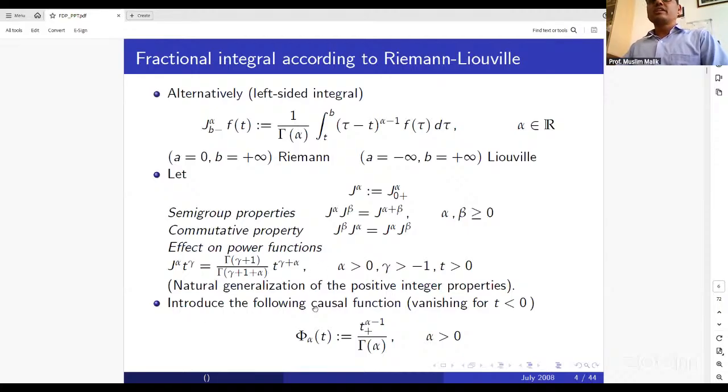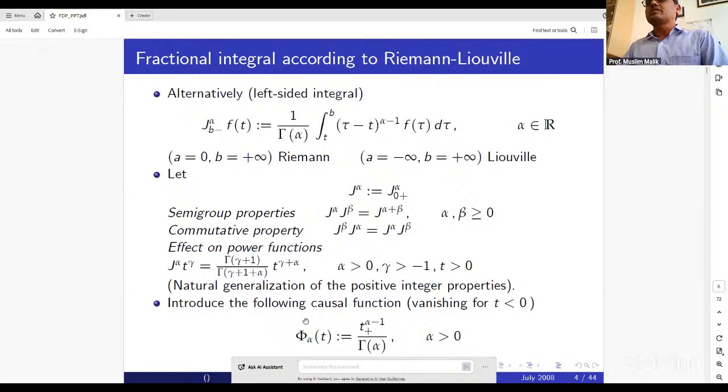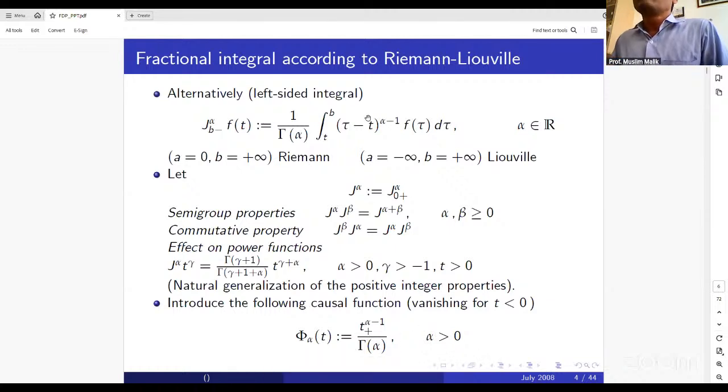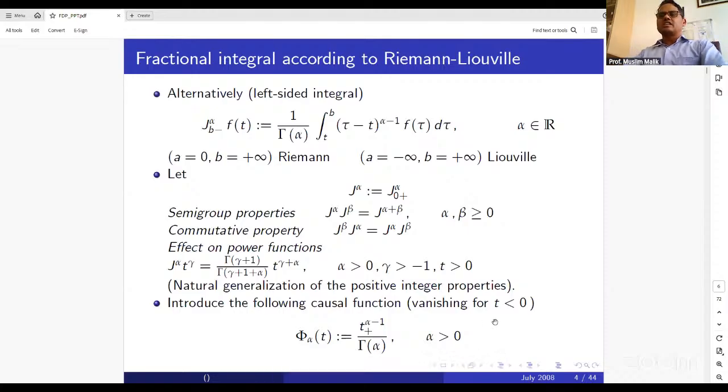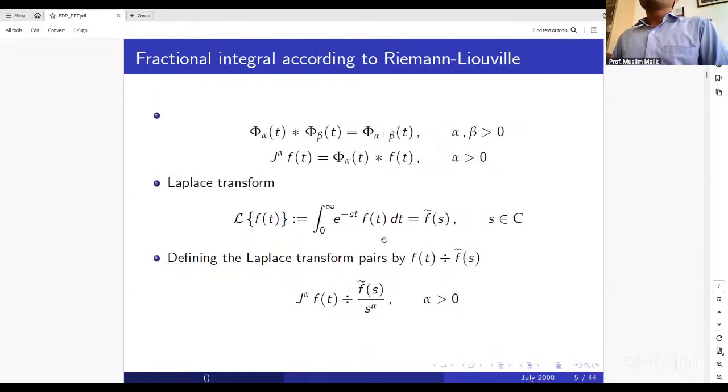Now we introduce the following causal function. Causal function means that for t less than 0, it vanishes. Why do we need to define that it vanishes? Because we want to define the fractional integral and derivative for t greater than 0. So this function, with the plus sign, vanishes if t is less than 0, and if t is equal to 0, we can also say that it is 0.